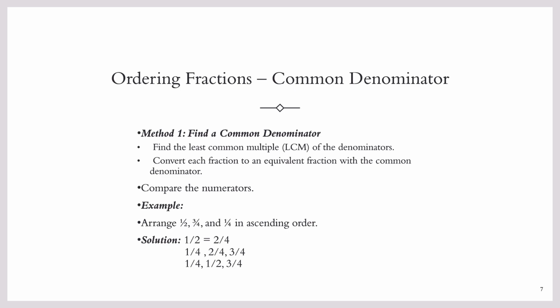And now we can arrange them. After arranging them with the same denominator and comparing the values in the numerator, we get 1 over 4, 2 over 4, and 3 over 4. And then we just put them back into the form that they were given in the question. That is 1 over 4, 1 over 2, and 3 over 4. And that is our answer.